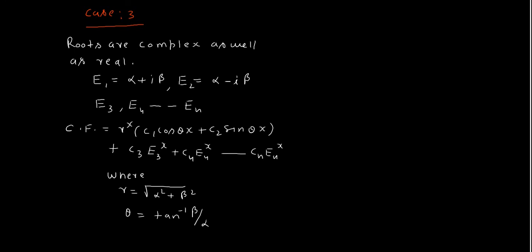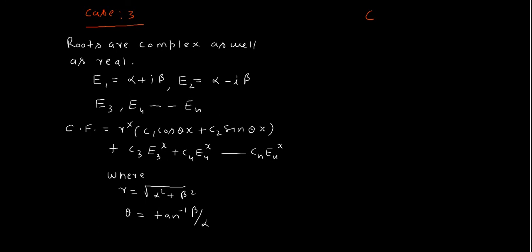So maybe some real roots are also equal. In that case, suppose e3 and e4 are equal, then (c3 plus c4x) inside the bracket into e3 to the power x, plus c5 e5 to the power x up to cn en to the power x. In this way, we are able to write the complementary function. And the last one is what, case 4?